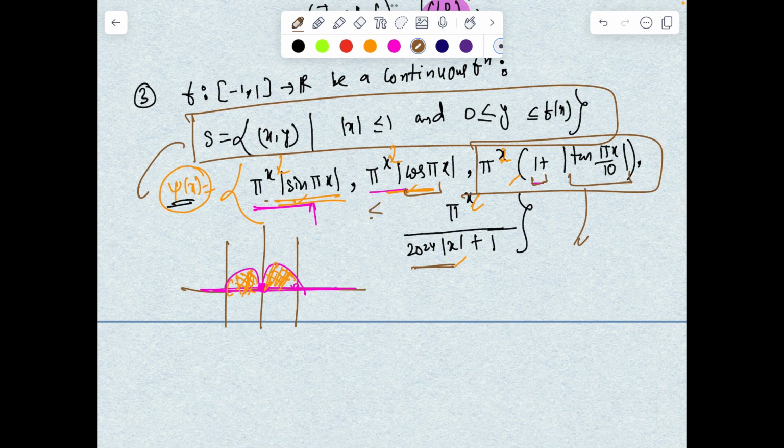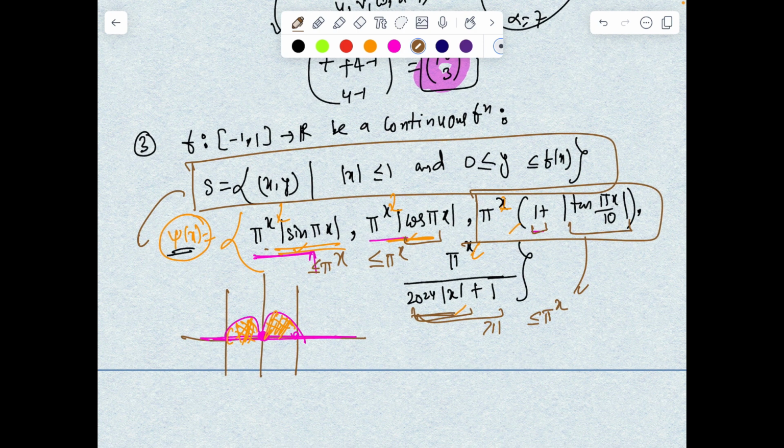Anyway, this quantity is always more than 1. Rest of these quantities are less than or equal to pi x. This one is also less than pi x, since the denominator is more than 1. So the chance that the area of one of them will be the highest is 1 by 4, because out of 4 randomly selected functions, there is only one function which will give the maximum area.